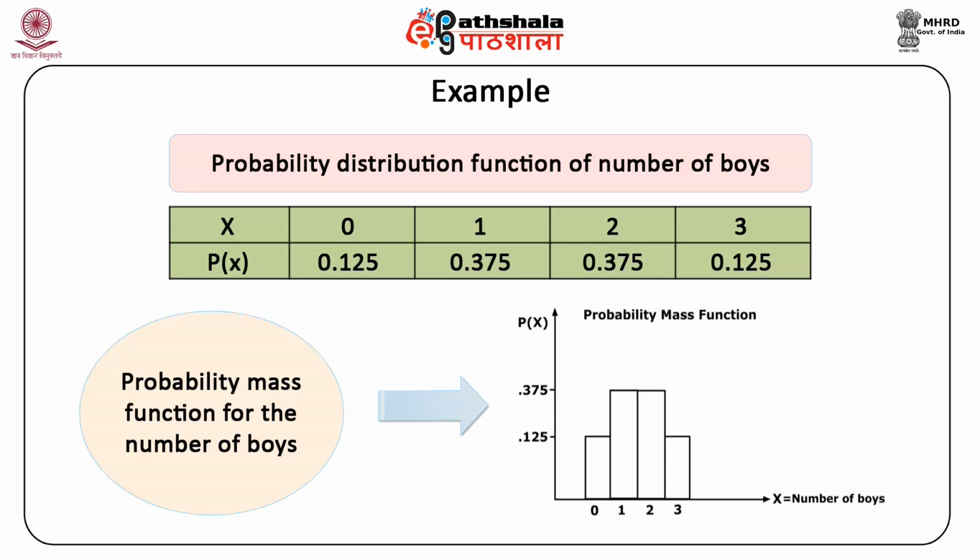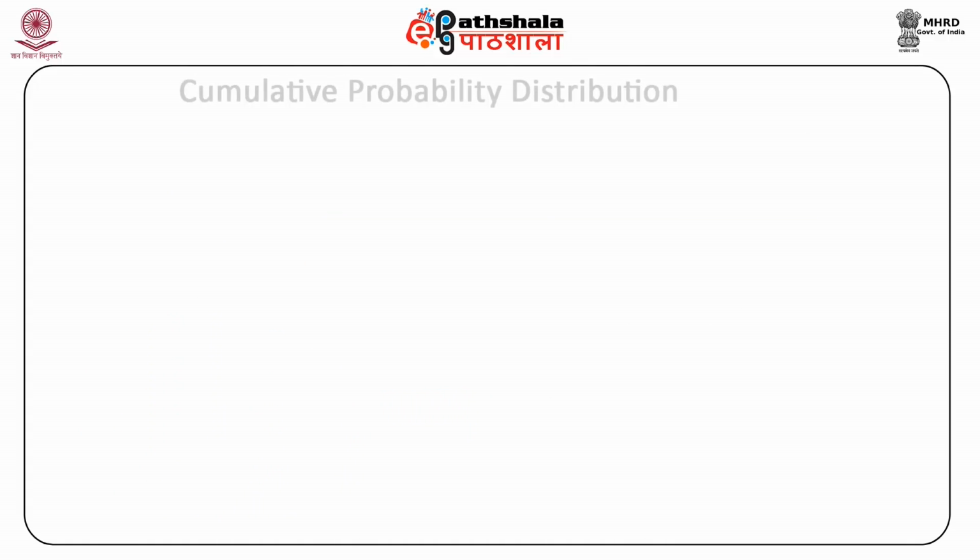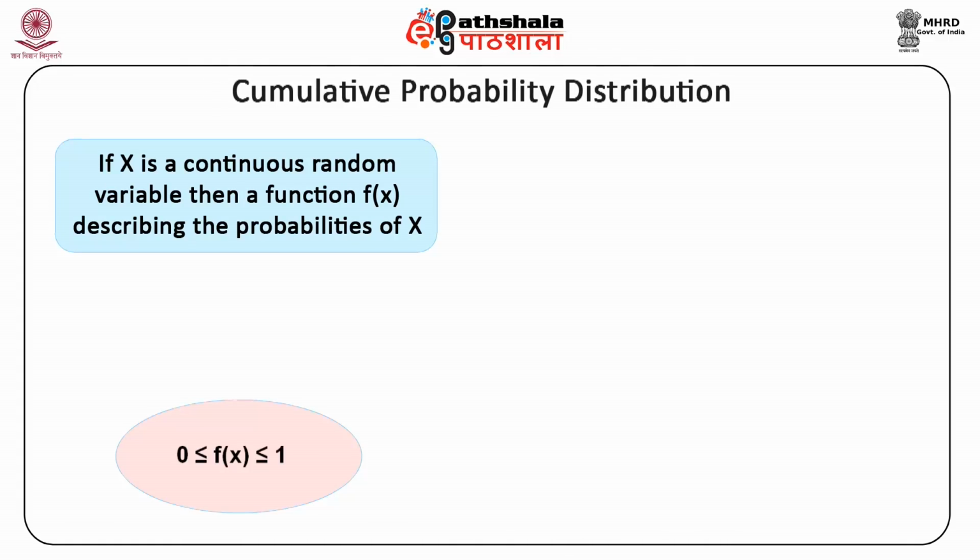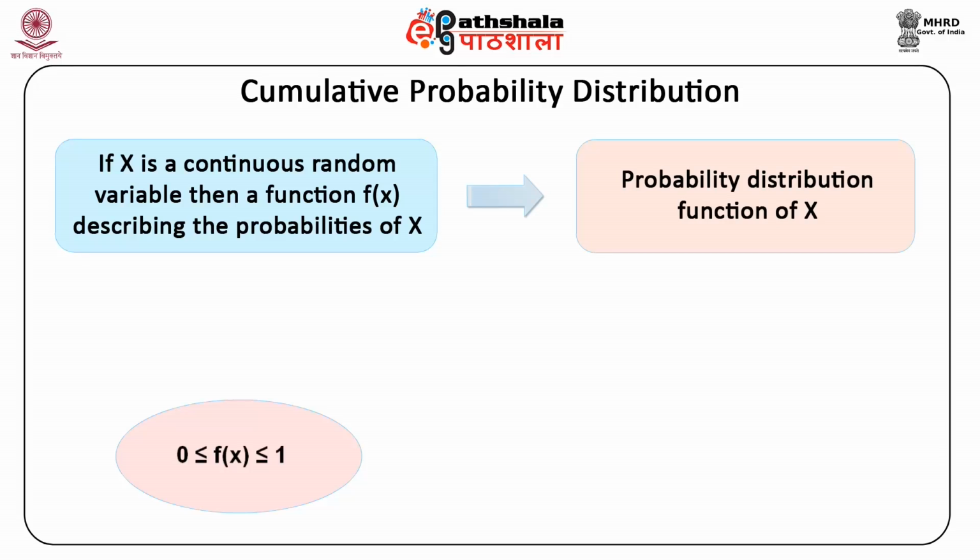Also in the above histogram, since the numerical outcomes plotted on the horizontal axis are mutually exclusive and exhaustive, the area of the histogram will correspond to unity. Further, we shall discuss cumulative probability distribution. If x is a continuous random variable, then a function f(x) describing the probabilities of x is called probability distribution function of x or probability density function.